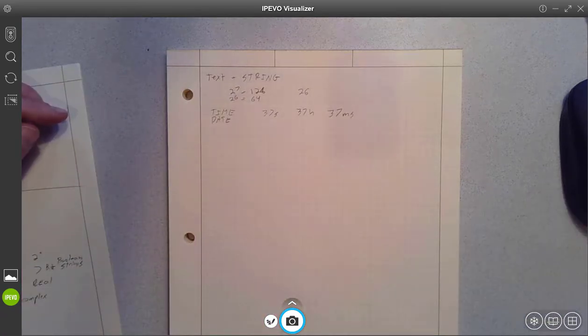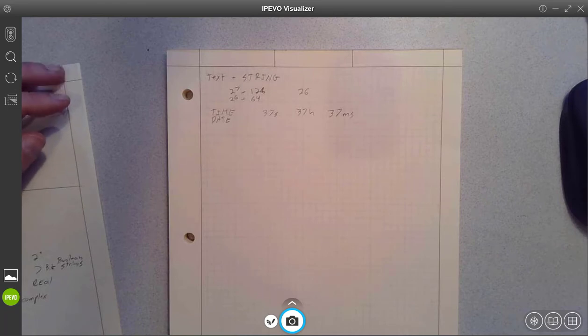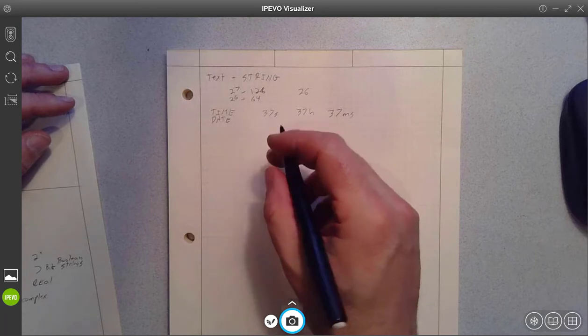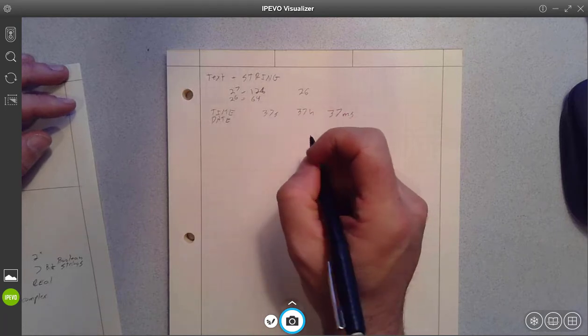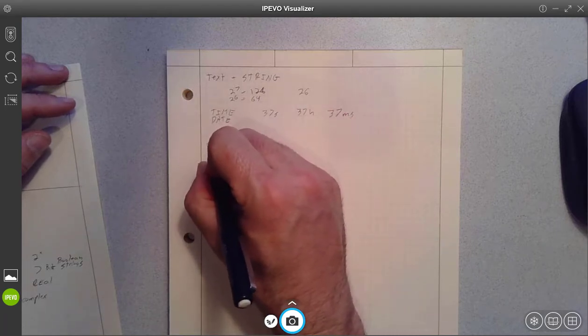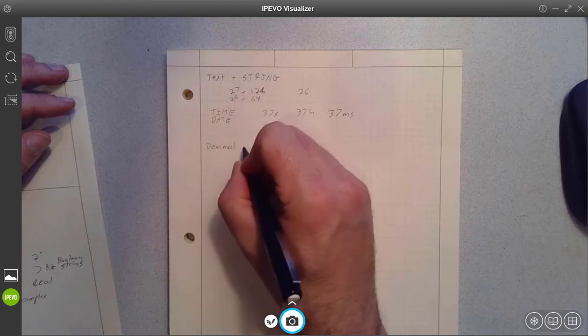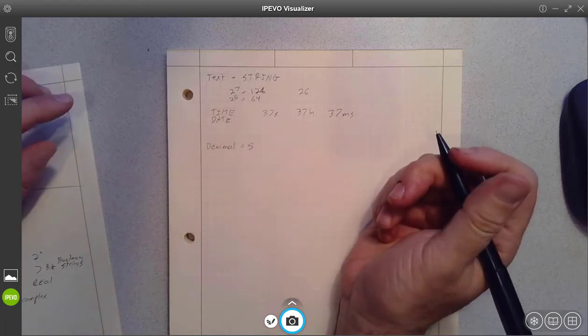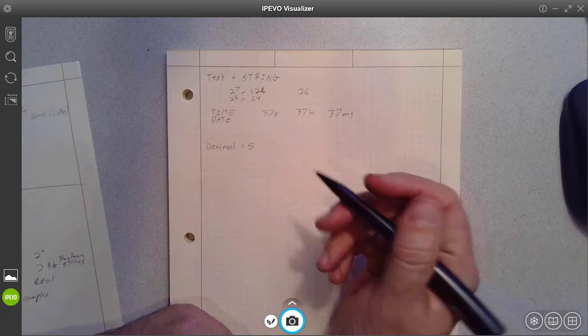So that's enough overview of the different data types, but let's do a couple conversions and expand a little bit about how you convert between binary, decimal, octal, and hexadecimal. So let's start with a decimal number. Let's do something small to start with. Let's say the decimal number 5. And first we want to represent that in binary.